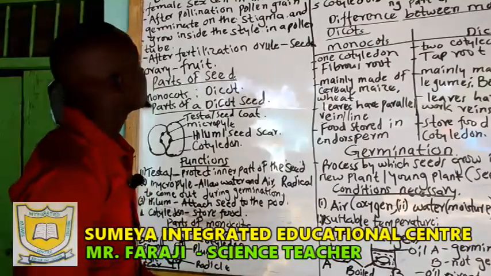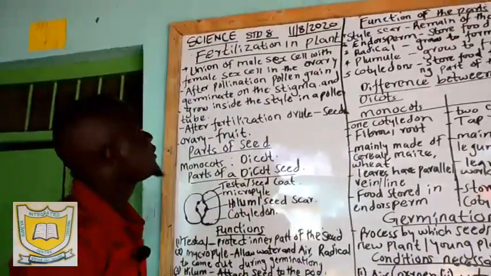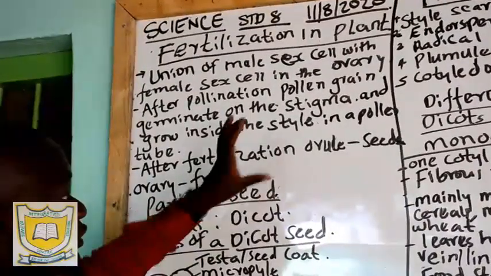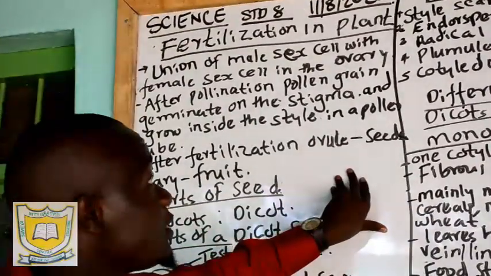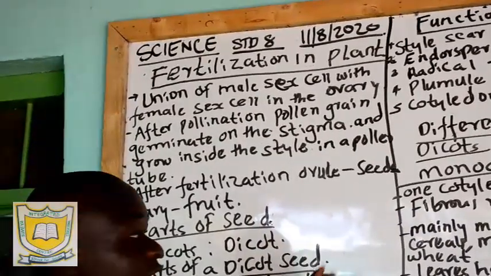Now, welcome to today's science lesson, Standard 8. That is still on the topic of plants, but now we are going to discuss how fertilization in these plants occurs.